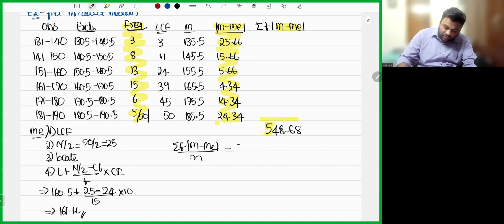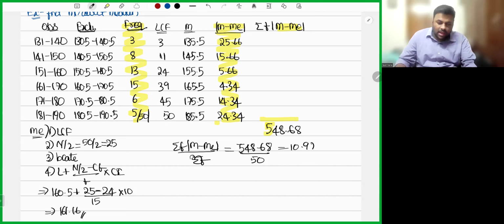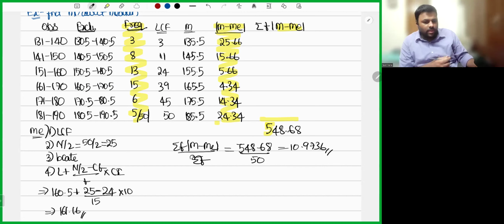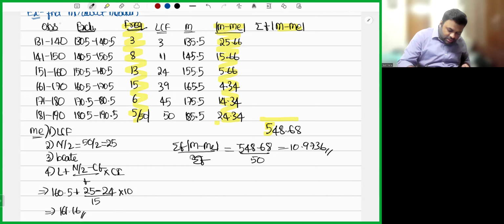So formula: summation of f into modulus of m minus median, whole divided by summation of f. 548.68 divided by summation of f, which is 50, is 10.9736. That's it. So first you calculate the median, then you apply the formula, and you will get the answer. Observations are given in cages, so the final answer is also in cages.